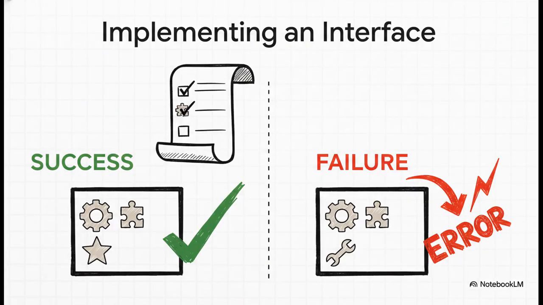And this is the absolute key takeaway. Implementing an interface is a guarantee. If a class claims it implements something called pingable, it absolutely must have a ping method. If it doesn't, TypeScript will throw an error right away. And that's exactly how we enforce consistency across our entire codebase.